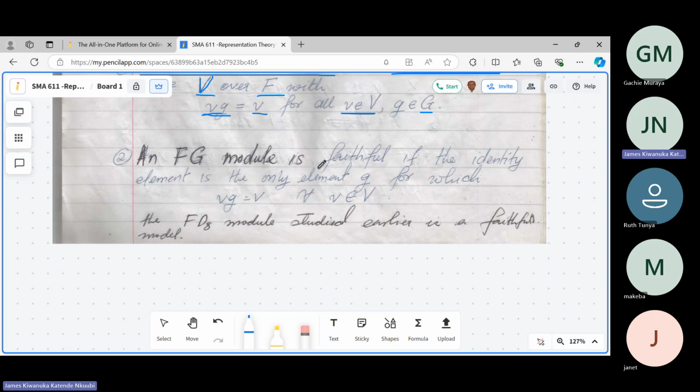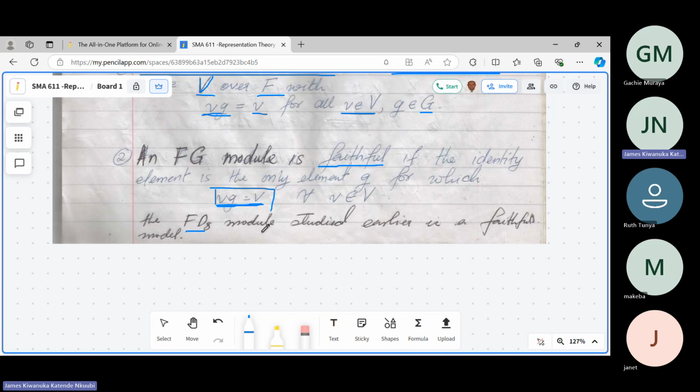The other thing is the definition of a faithful module. An FG module is faithful if the identity element is the only element that satisfies this property. So if you check the FD8 module we just studied in the previous example, the only element that satisfies this is the identity element. This is easy to check because there are only 8 elements in the group. The only element that sends every vector to itself is the identity element.